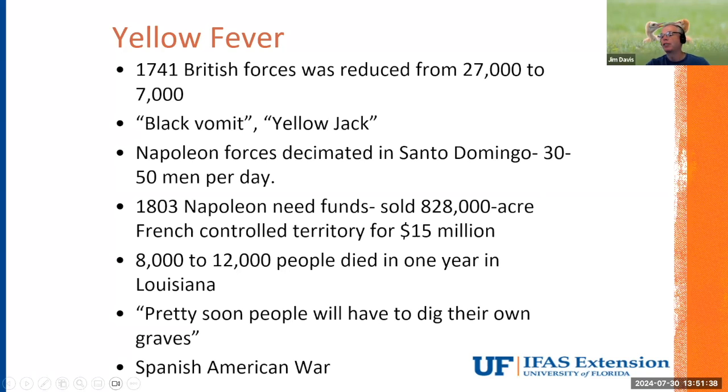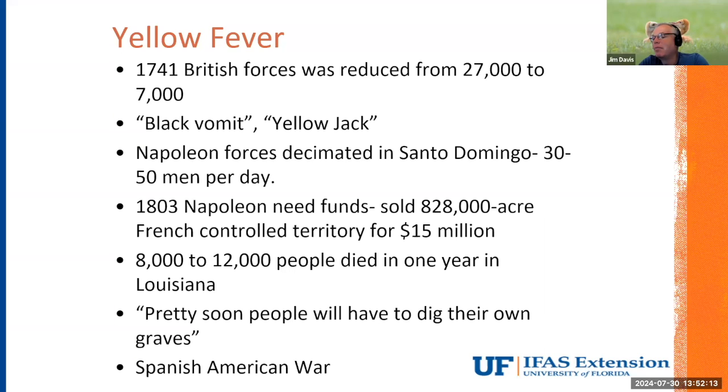So he was losing so many people in this little war that he wanted to do. He needed money, so he sold an 820,000 acre tract for $15 million. What a steal that was. That was known as the Louisiana Purchase. So the reason the United States has that land today is simply because of a mosquito. Pretty amazing.